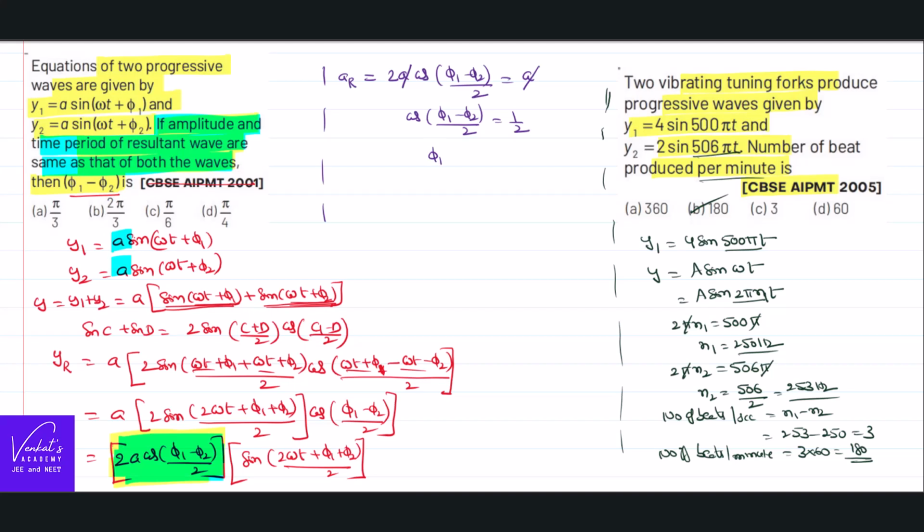That means phi1 minus phi2 by 2 equal to cos inverse of 1 by 2. Cos is 1 by 2 for 60 degrees, that means pi by 3. Phi1 minus phi2 by 2 equal to pi by 3. That implies phi1 minus phi2 equal to 2 pi by 3. So the phase difference phi1 minus phi2, that he wants to calculate, is 2 pi by 3. So it is purely mathematical, and you need to know these basic formulas to solve this kind of problems. That's it. Thank you for watching.